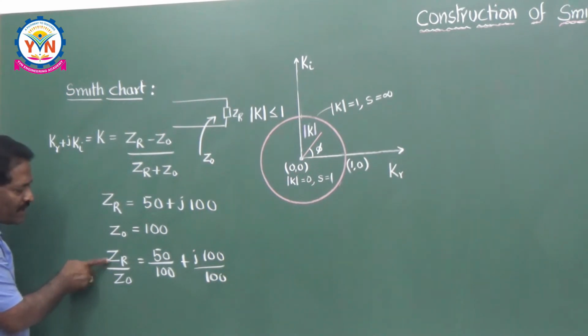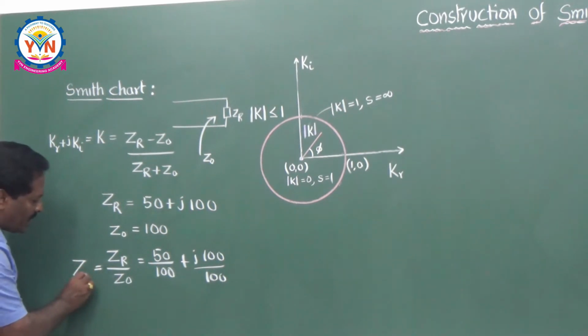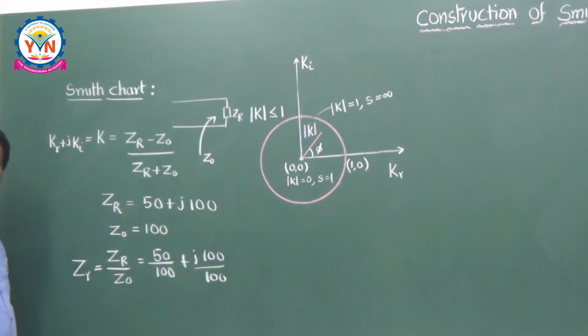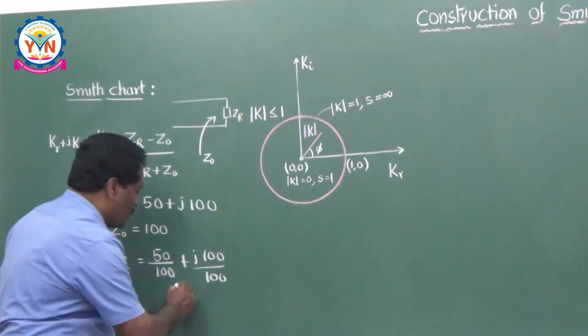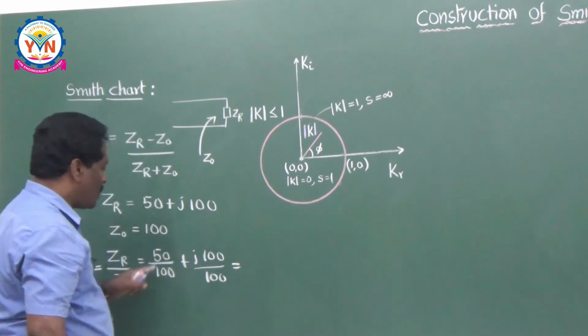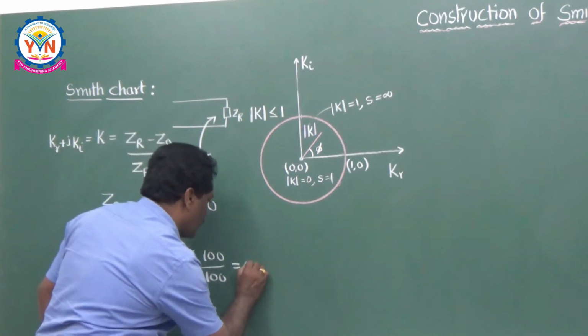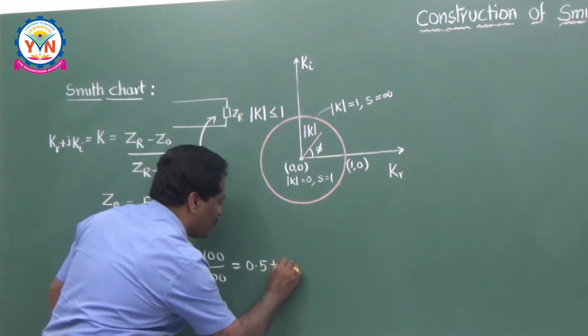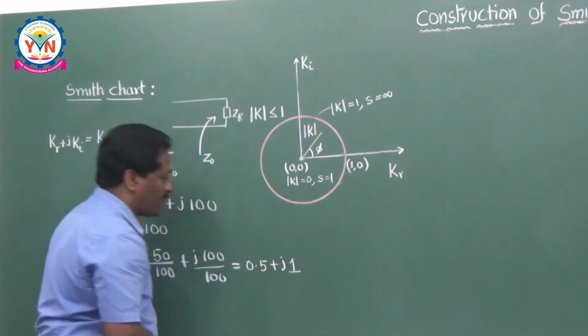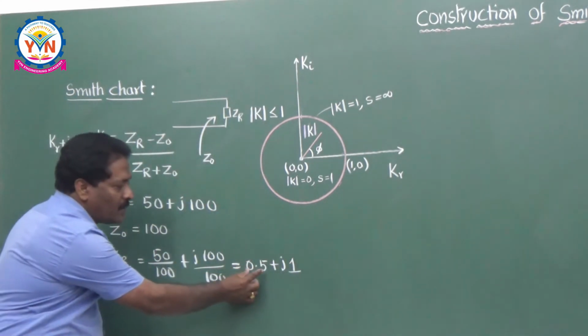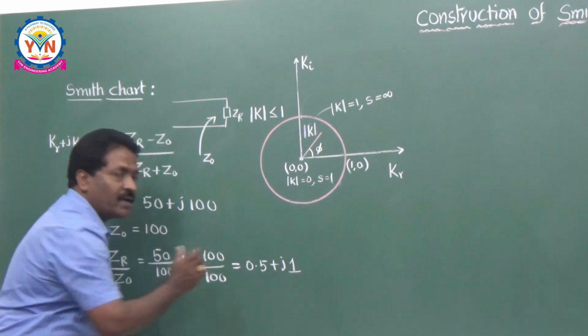Just for the representation, ZR/Z0 I can call z small r. What is the meaning of z small r? It means the normalized impedance. That is equal to 0.5 + j1. That means you can say the resistance is 0.5 and the reactance is 1.